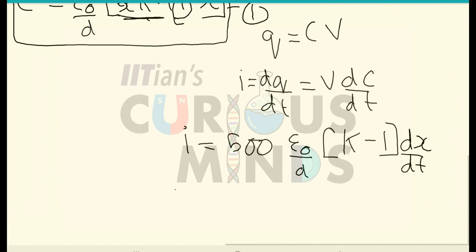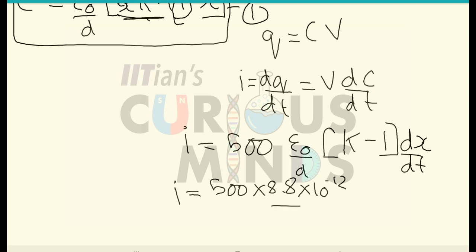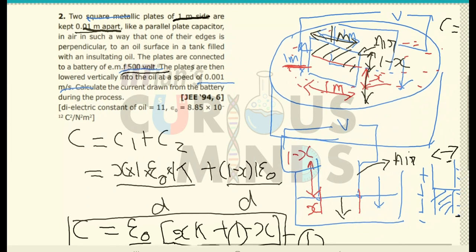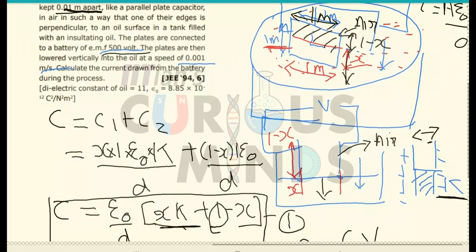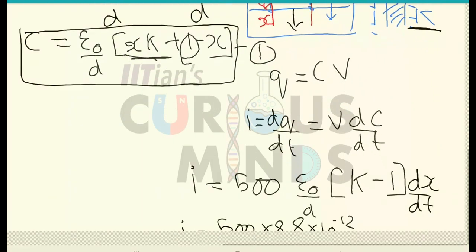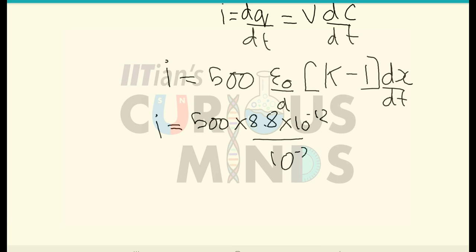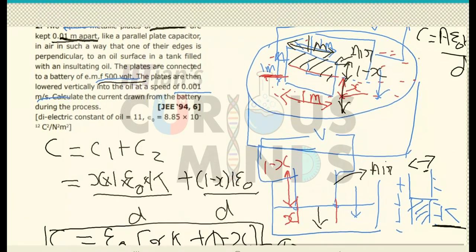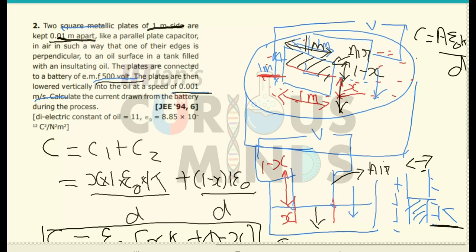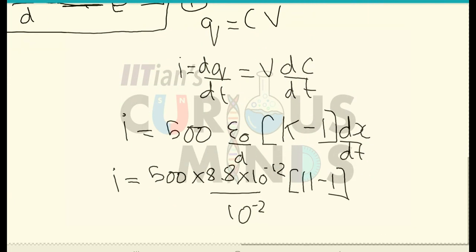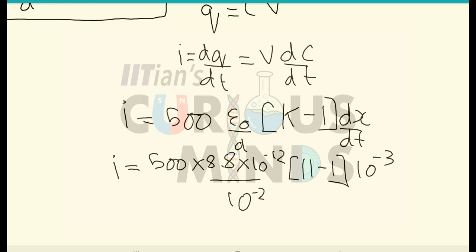Now what is dx by dt? dx by dt is the velocity. So 500 into 8.85 into 10 raised to minus 12, divided by the distance. The distance is given as 0.01 meter, which is equal to 10 raised to minus 2, and k is given as 11. So the distance is 10 raised to minus 2, this is (11 minus 1) into velocity. The velocity is given as 0.001 meter per second, that is equal to 10 raised to minus 3 meter per second.